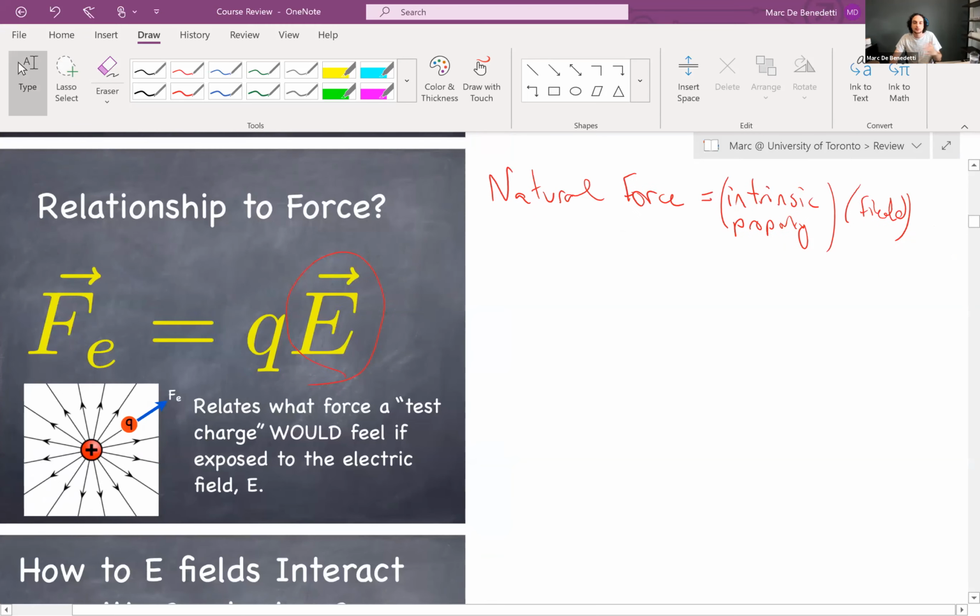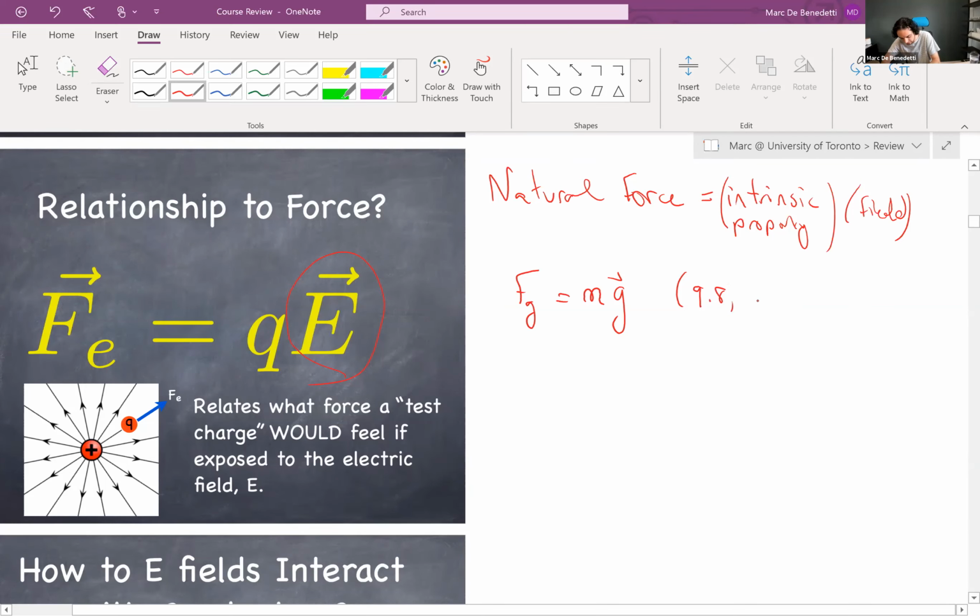And we've seen this sort of pattern before. There are only four natural forces that really exist: gravity, the electric force, the magnetic force, and then the strong and weak nuclear forces. Each of the four natural forces follows this sort of force-field pairing relationship. So with gravity, Fg equals the intrinsic property of gravity, which is the mass of the object, times the gravitational field, g. If you're close to the Earth's surface, g is 9.8.